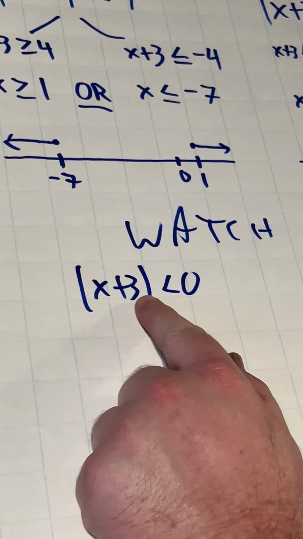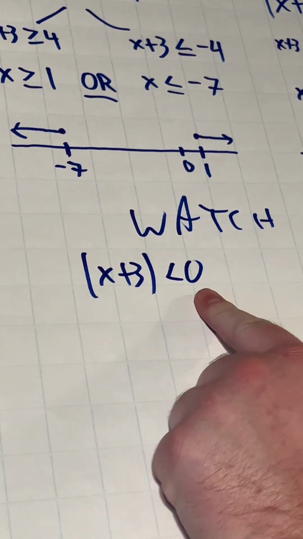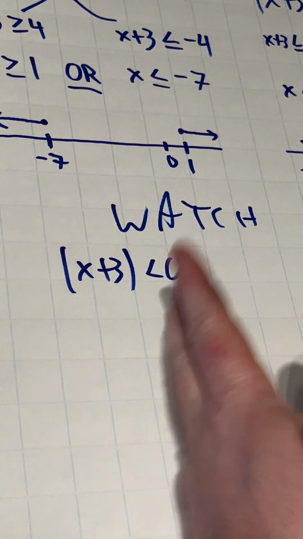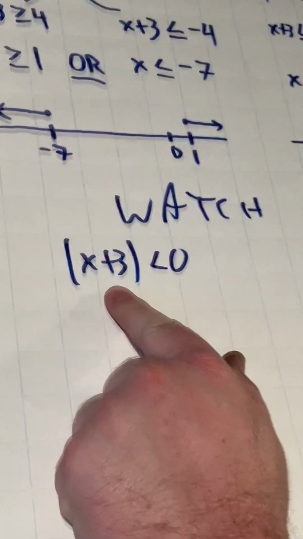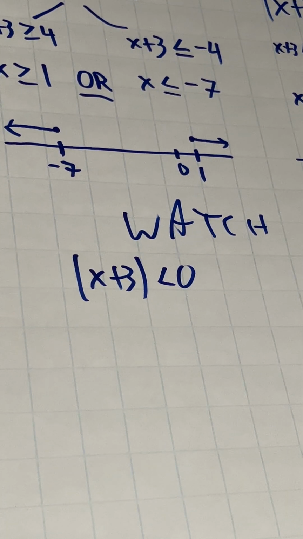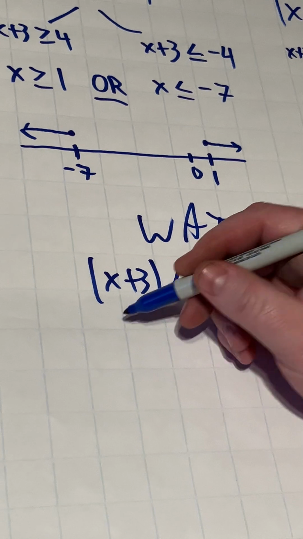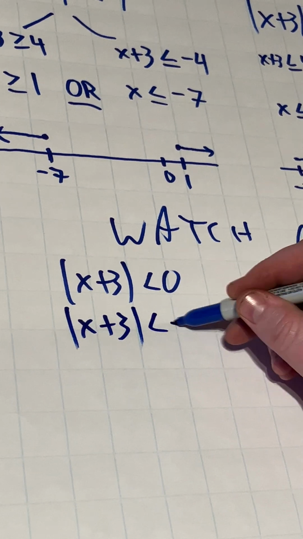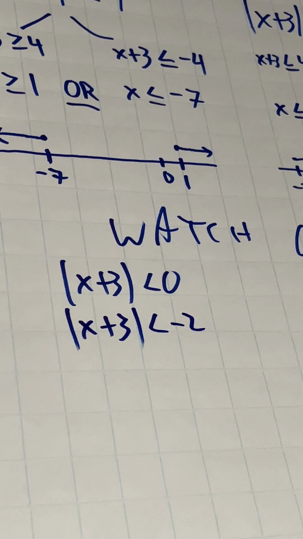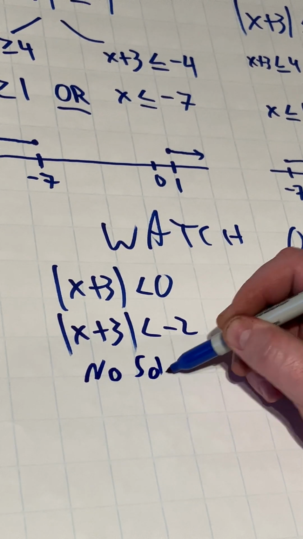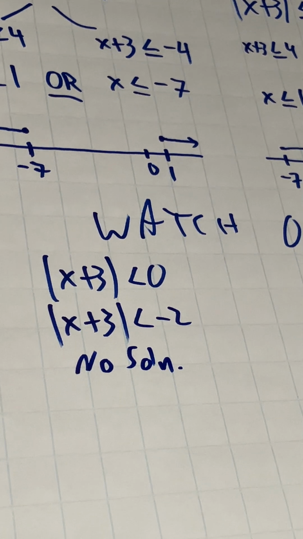Here I'm saying what? The absolute value of what is negative? That's what less than 0 means. Well, there's nothing, right? There's nothing I can take the absolute value of and get a negative answer. I mean, this would be the same. It wouldn't be any different if I said less than -2, right? Both of these, I get no solution.